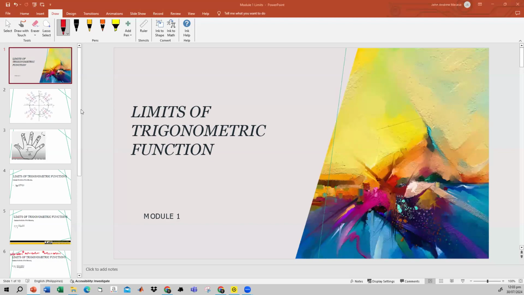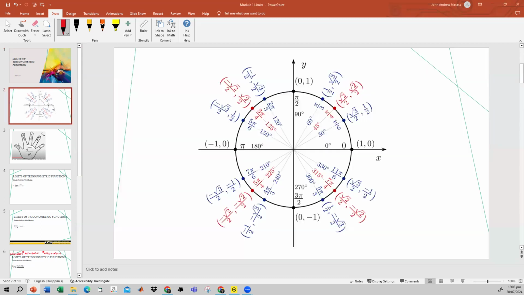Hi everyone, good day. So our topic for today is all about the limits of trigonometric function. But before we proceed to the main topic, let's discuss first the unit circle.